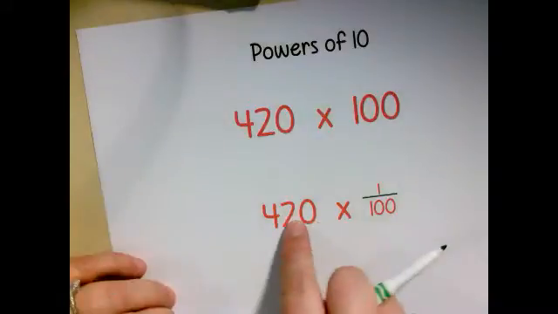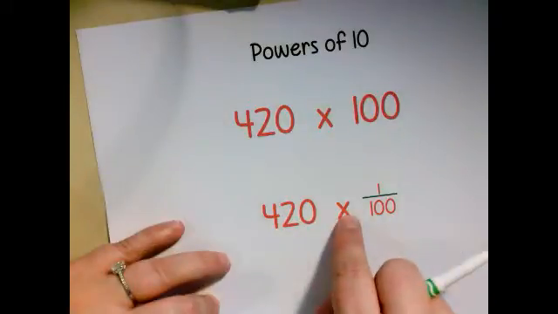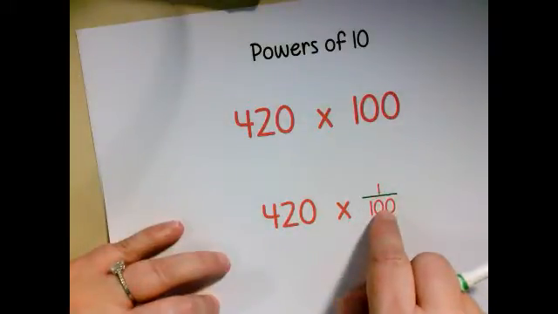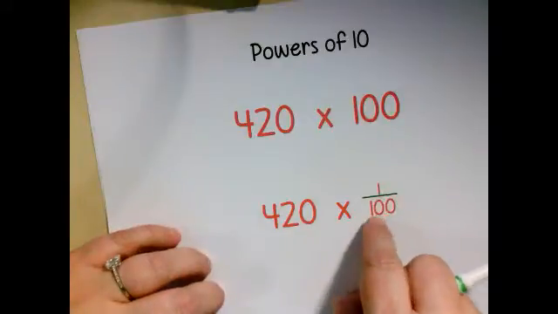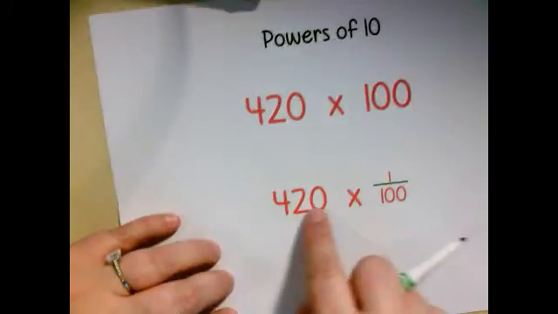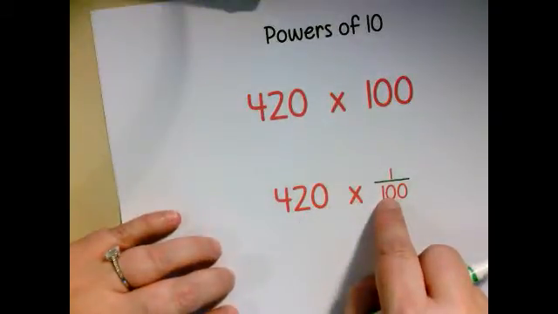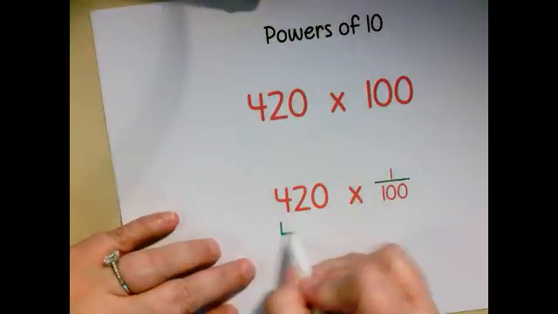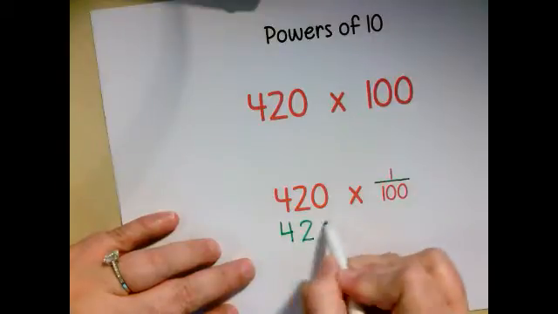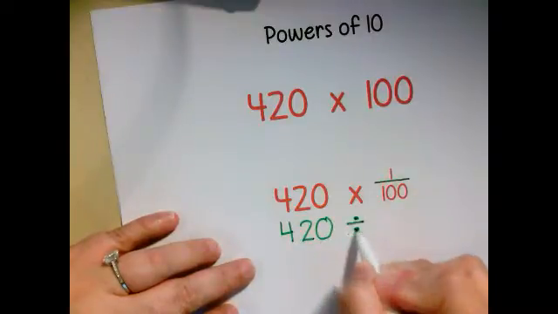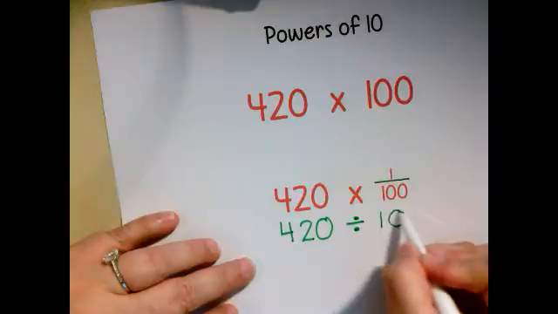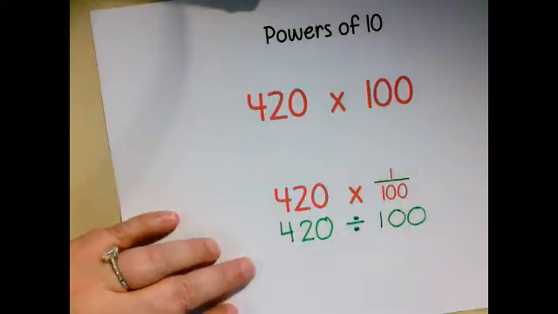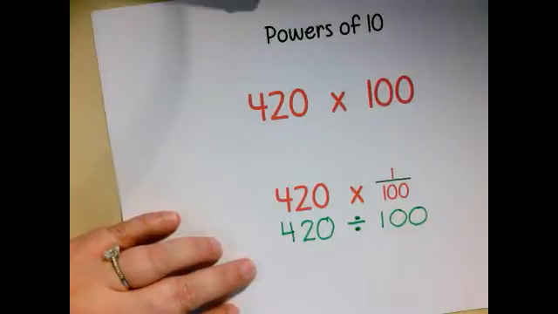So this says it's 420 times 1/100th. Well, 1/100th means we're going to make it smaller. So this 420 times 1/100th is actually the same as this: 420 divided by 100. They mean the same thing. They're just written a little differently.